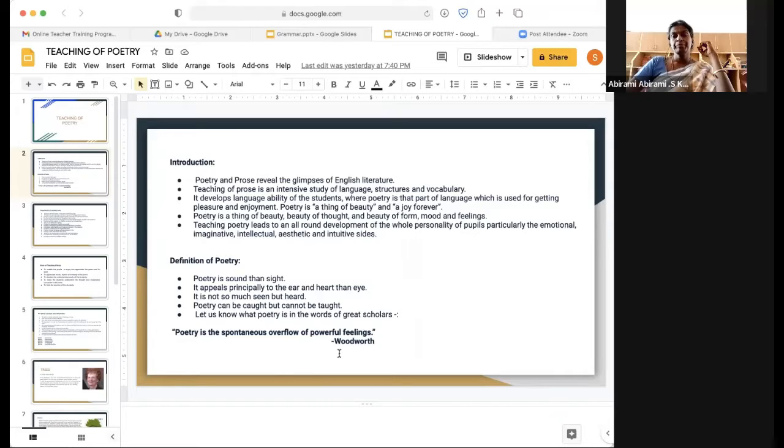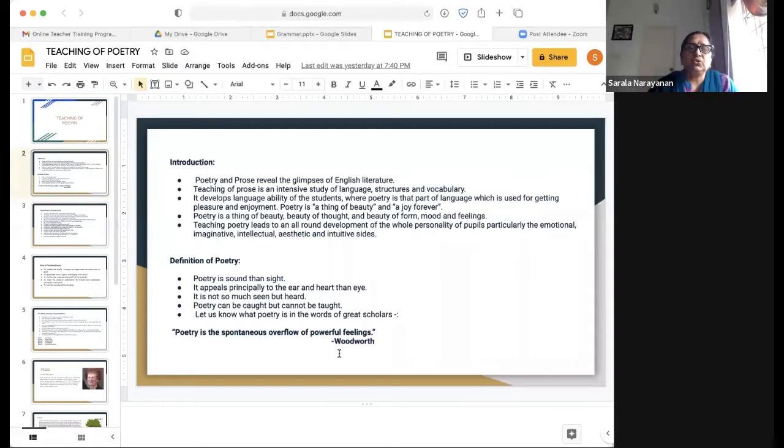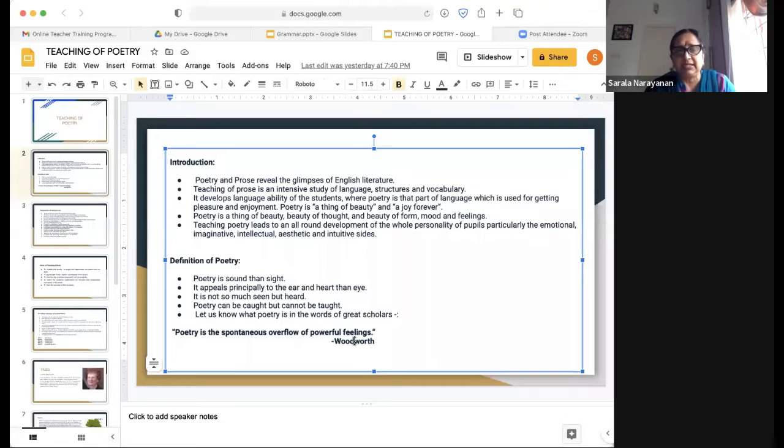Definition of poetry. Poetry is sound than sight. It appeals principally to the ear and heard than eye. It is not so much seen but heard. Poetry can be caught but cannot be taught. Let us know what poetry is in the words of great scholars. Poetry is the spontaneous overflow of powerful feelings. Wordsworth.